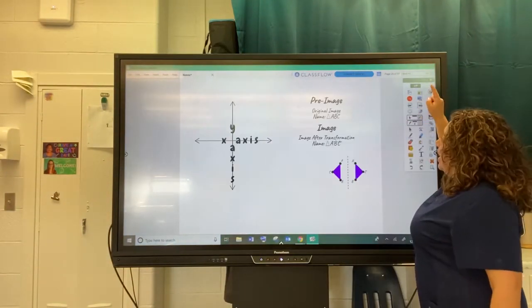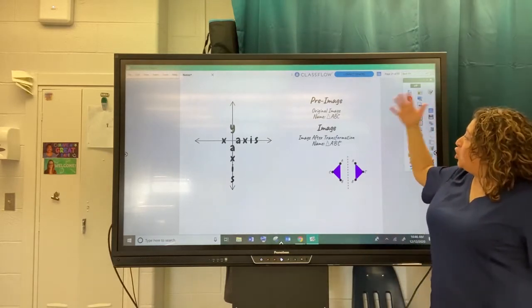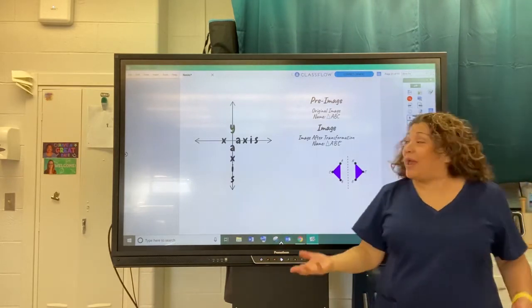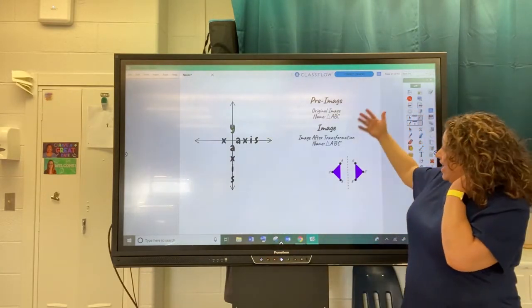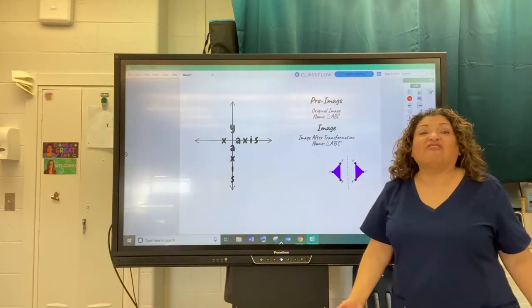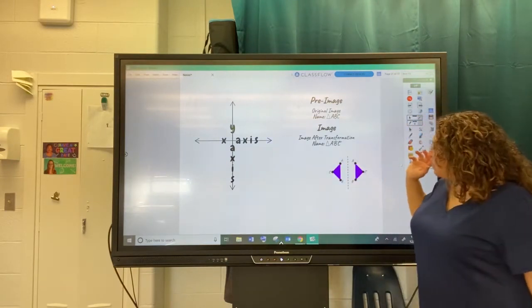Okay, so here we go. Again, we have a pre-image and an image. Pre-image is what happens first. It's the original image, the original bear. Then we have our image, which is the image after the transformation. And that would be A prime, B prime, and C prime.